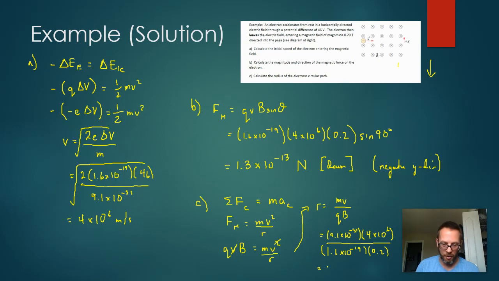4 times 10 to the 6, 1.6 times 10 to the minus 19, divided by 0.2. So I got 1.1 times 10 to the minus 4 meters. So that's like 0.1 of a millimeter. And so as this particle travels through, it's going to move in a circle, which is pretty cool.